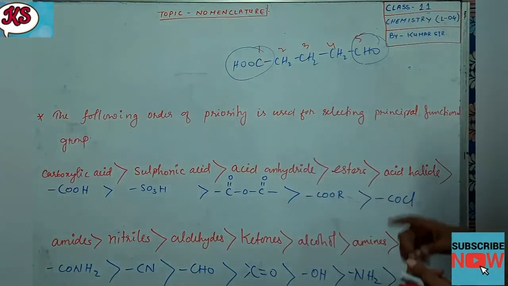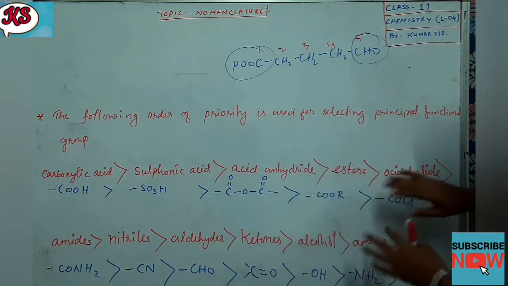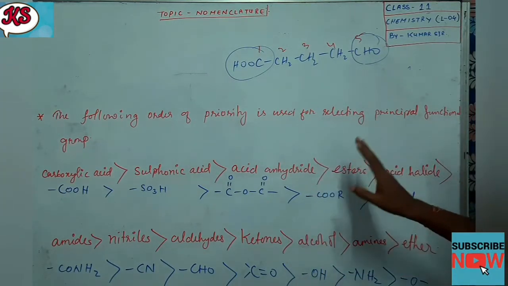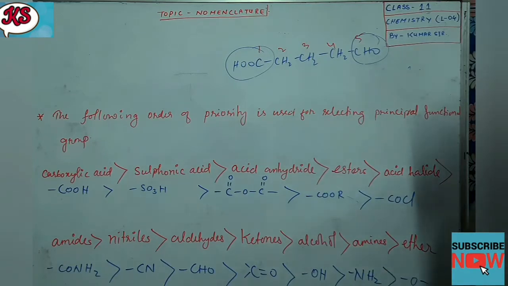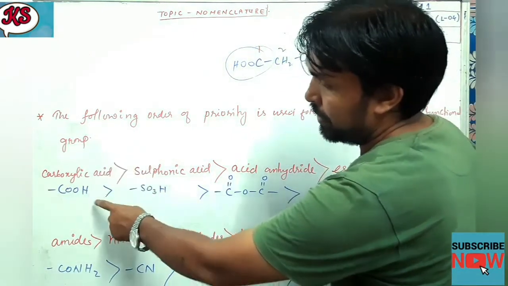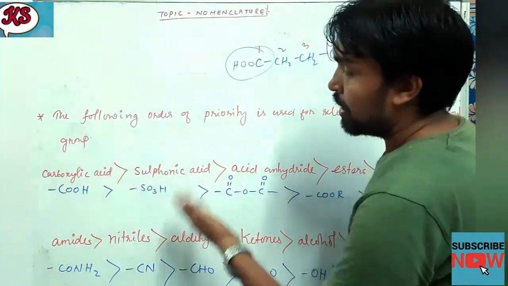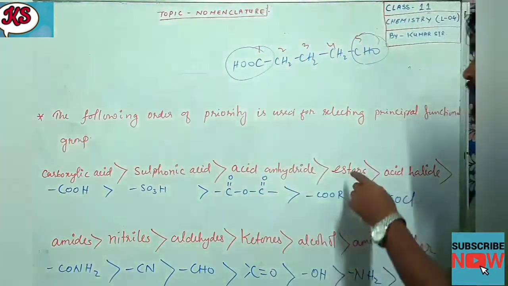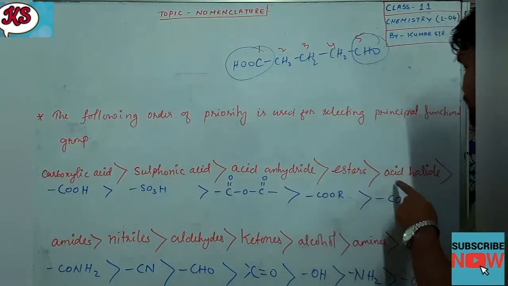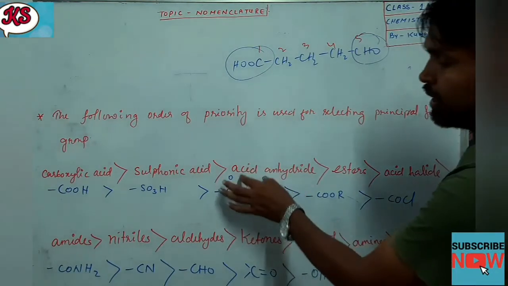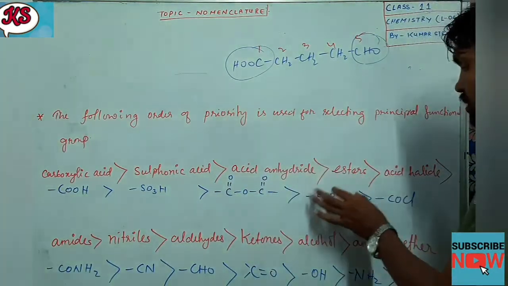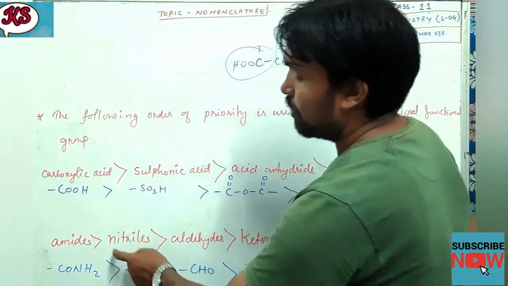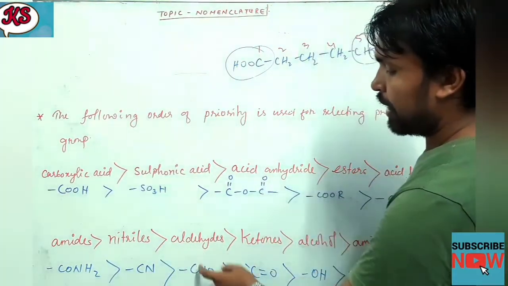And other functional groups like chloro, bromo, fluoro, all come after this. This one is the main order of priority, so you have to memorize it by heart. So first order of priority we will give to what? Carboxylic acid. Next is what? Sulfonic acid. And next is what? Acid anhydride. Next is what? Ester. And next is acid halide, COCl. These are the formulas of it: COOR, acid halide COCl. Then amide, formula CONH2, nitrile CN, aldehyde CHO.